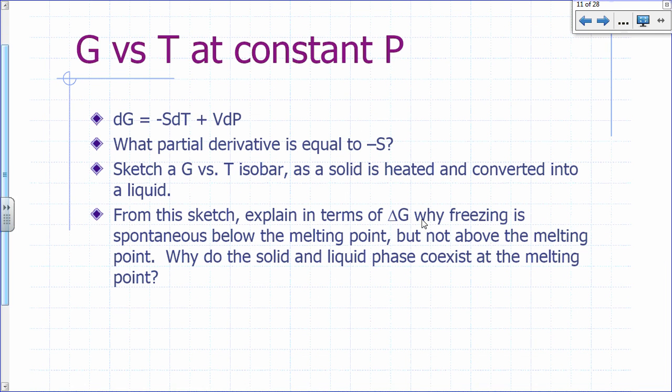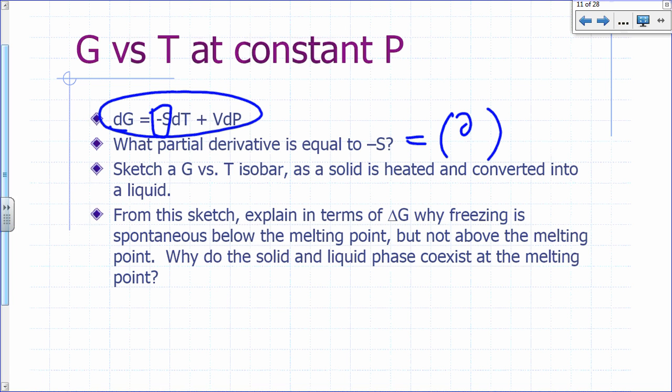Now let's take a closer look at Gibbs energy, since that's what we're going to be using a lot in chemistry. So dG, if you recall your fundamental equation, dG equals negative S dT plus V dP. According to this, what's the partial derivative that's equal to negative S? Here's negative S: the partial of G with respect to T at constant pressure.